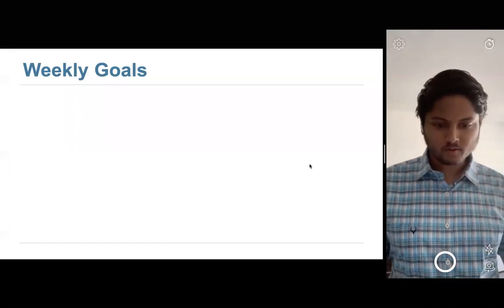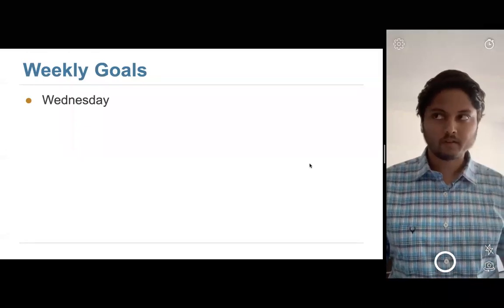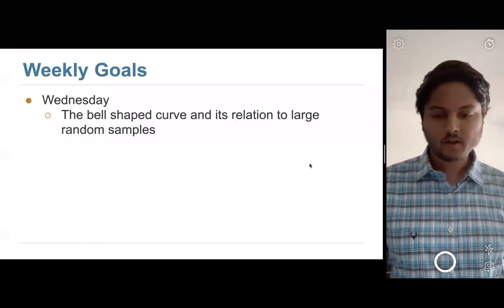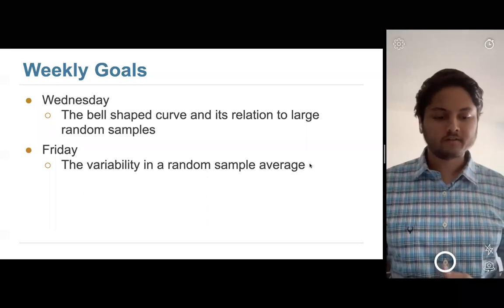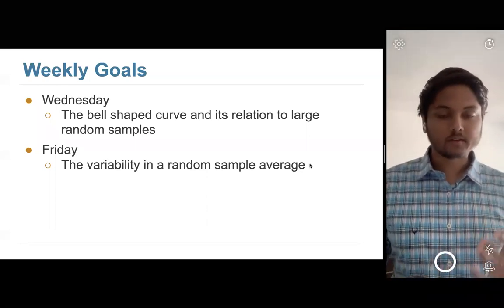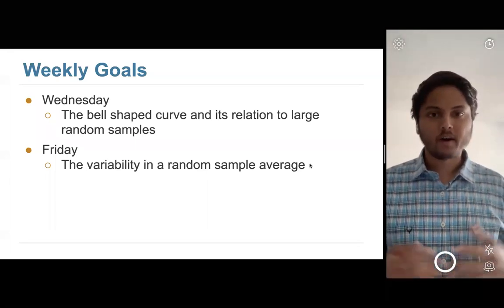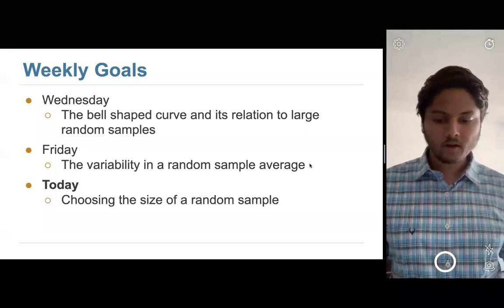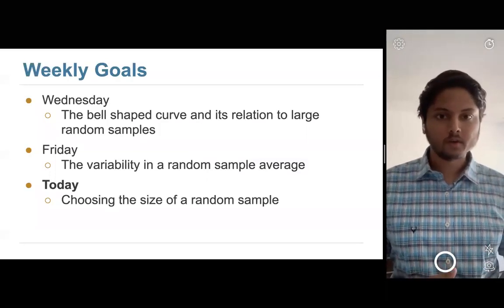Cool. So on to what we're covering today. Today continues a discussion we've been having all of last week's lectures. We talked about center and spread on Monday, then the bell-shaped curve on Wednesday. Then on Friday, Professor Wagner went over a bunch of examples around variability in the sample average and how that relates to sample size. We'll quickly recap that today and then move on to how you actually choose the size of a random sample.